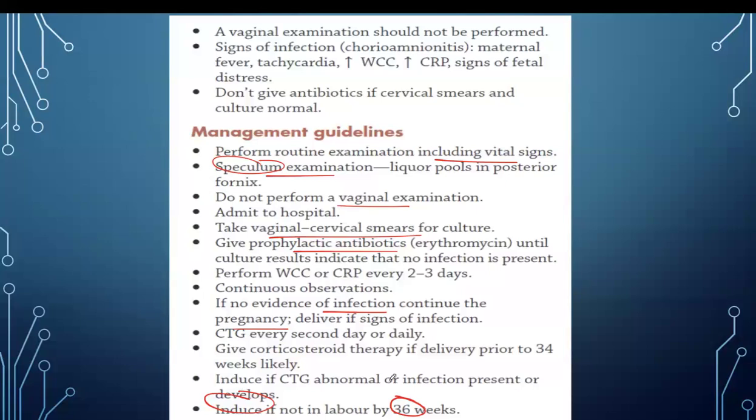So premature rupture of membrane comes in exams a lot. Always remember the first thing is you take a swab and start the patient on antibiotic. You do not perform any vaginal examination. If there is no sign of infection, then usually we can prolong the pregnancy until 36 weeks. Okay? Anytime there is a sign of infection, you go for cesarean section.